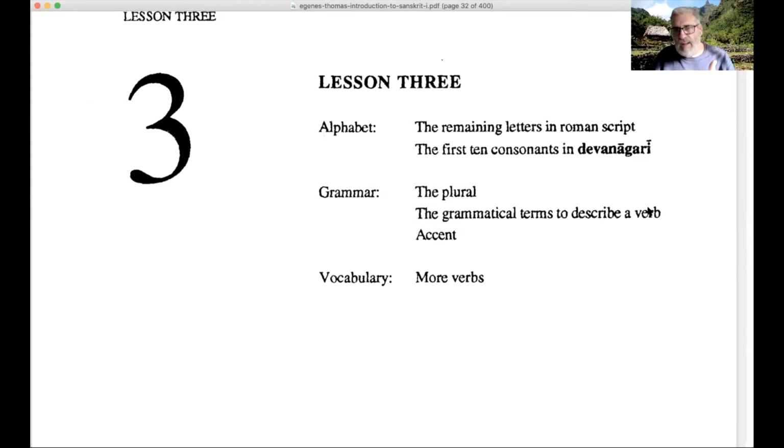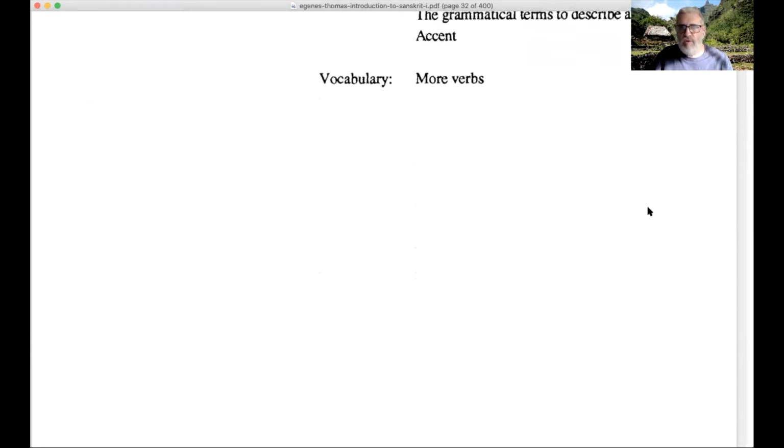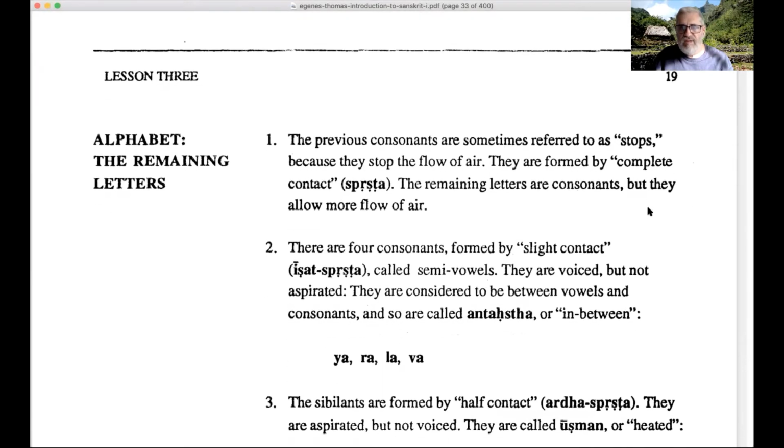Okay, and the grammar terms which describe a verb, we're going to learn a little bit about that. We're going to learn a little bit about accent, and then we're going to learn some more verbs. We learned some simple verbs, and we could make some simple sentences just with verbs. So we learned how to conjugate the verbs, how to add the different endings to the verbs, simple verbs, in the present tense. So the alphabet, the remaining alphabet.